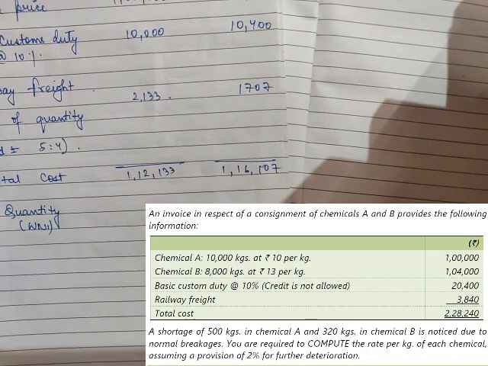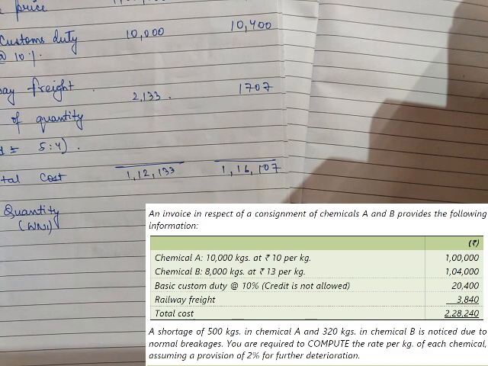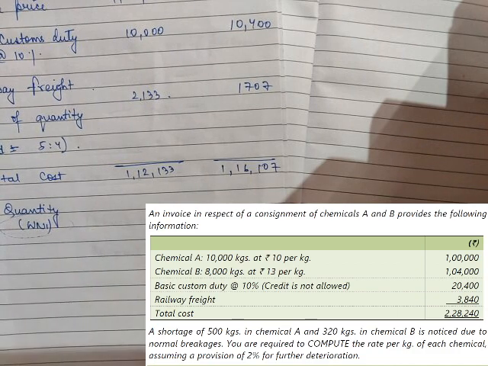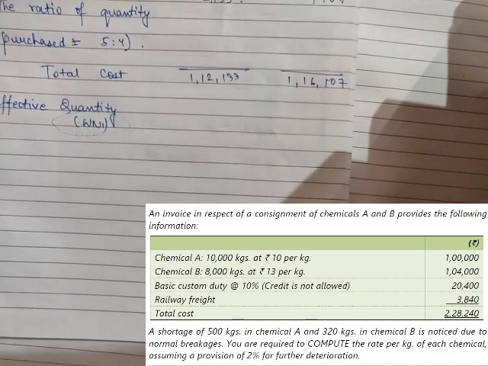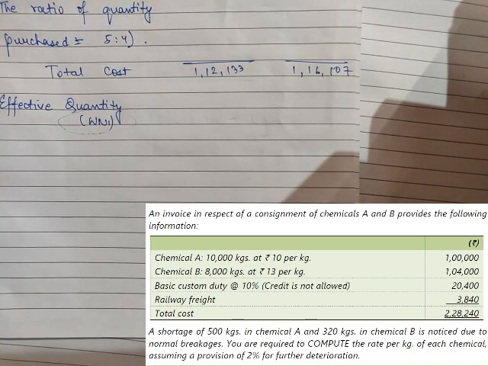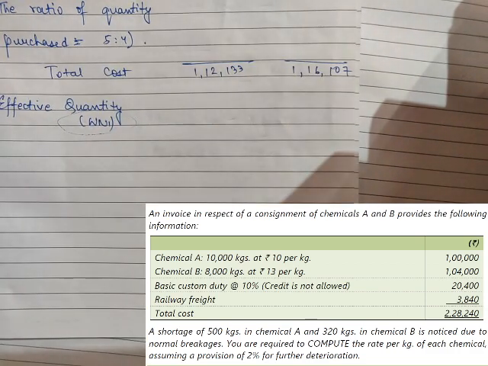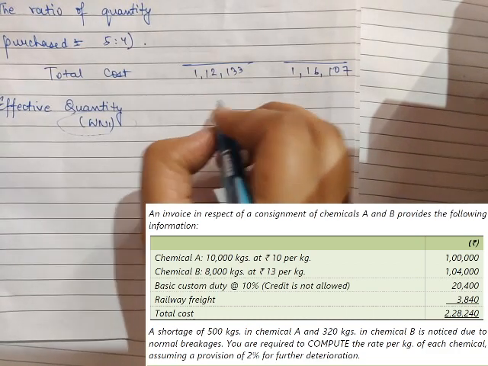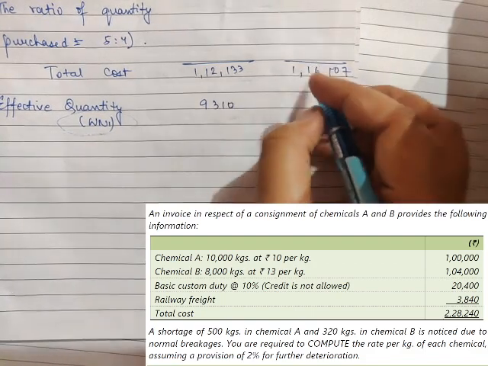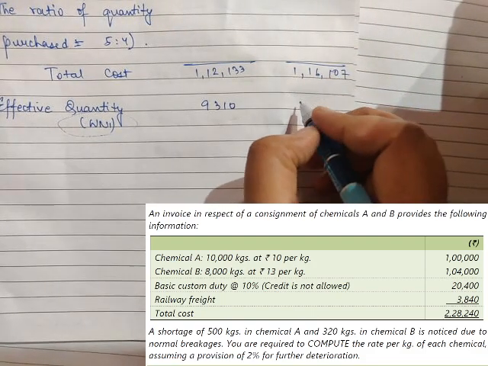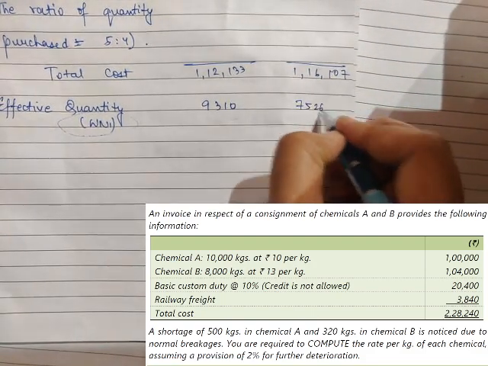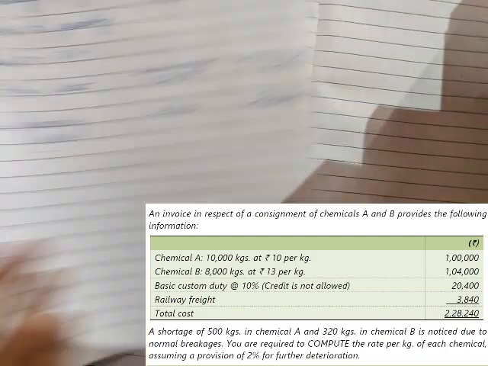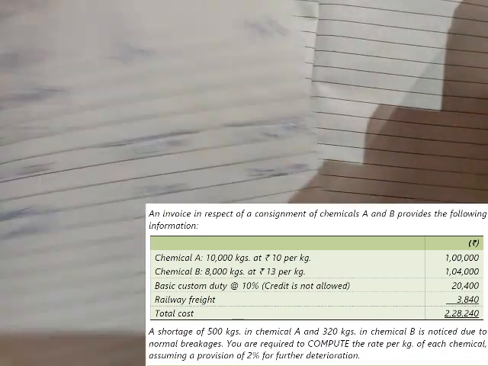Now wherever you have calculated the figure in a working, it is important to mention the reference of the working note number in the main solution so that the examiner knows that this figure has been arrived at based on the workings done afterwards. So the effective quantity was 9,310 kgs of chemical A and 7,526.40 kgs for chemical B.